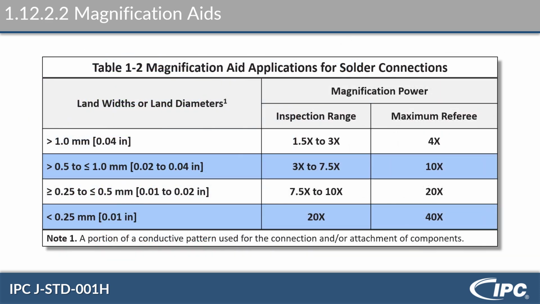So here's the table. This is table 1-2. This is for land widths. Again, those are the little metal areas on your board that you will be soldering the components to.